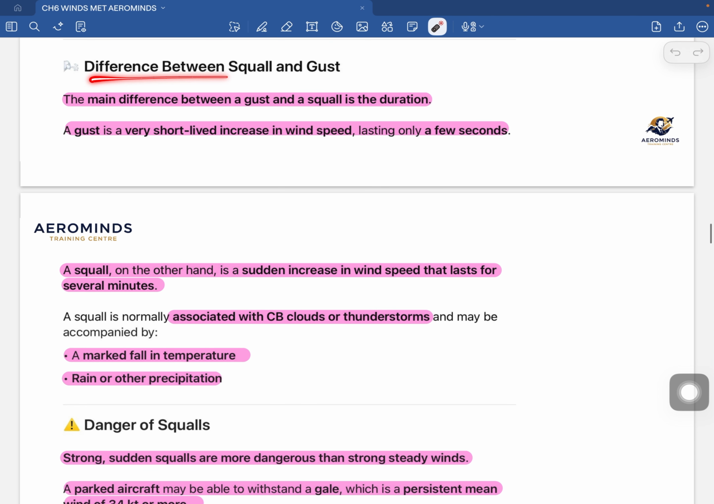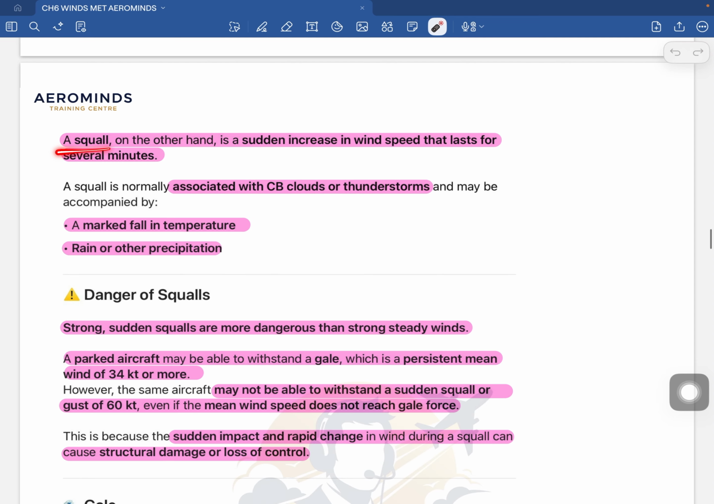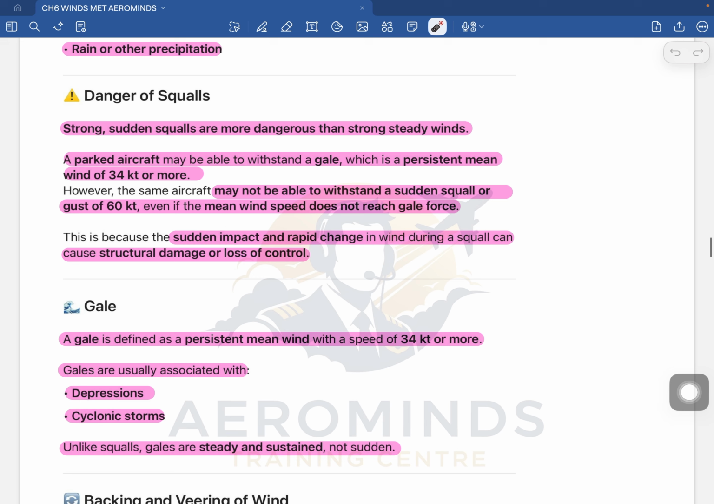Now comes the difference between squall and gust. So the main difference between a gust and a squall is the duration. A gust is a short-lived increase in wind speed, which lasts only for a few seconds, and a squall, on the other hand, is a sudden increase in the wind speed that lasts for several minutes. Okay, and squall is also associated with CB clouds or thunderstorms, and is accompanied by a marked fall in temperature and also rain or other precipitation.